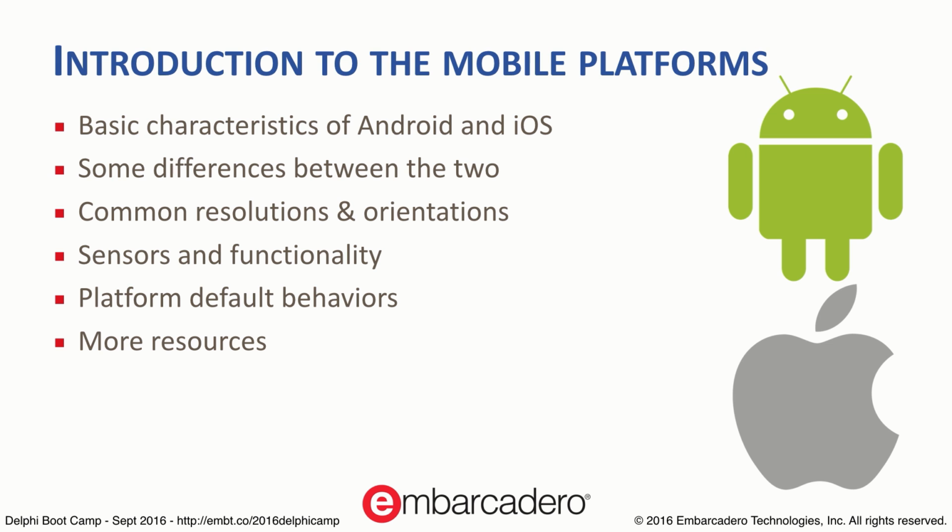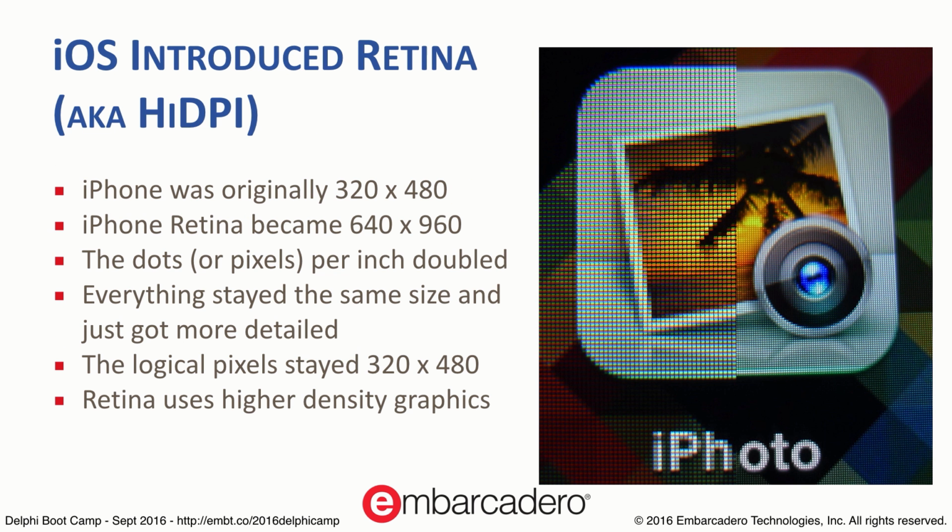So let's talk about mobile platforms. Now we're going to do a little history here, talk about Retina displays or high DPI. If you go back to the original iPhone, it was 320 by 480. It was a nice phone, it looked good. And then they came out with the Retina phone. And the Retina iPhone was 640 by 960. So they doubled it horizontal and they doubled it vertical, the number of pixels.